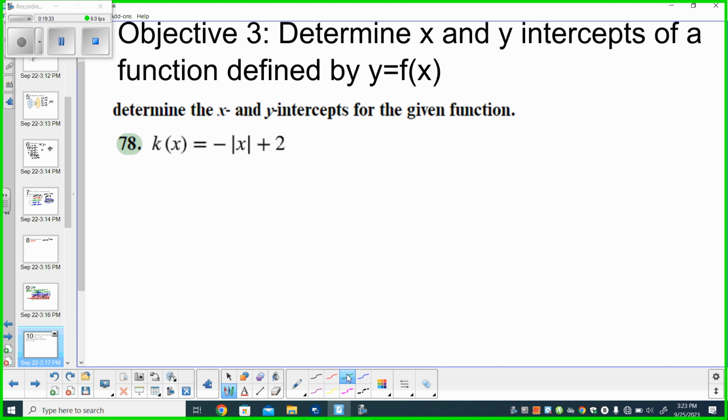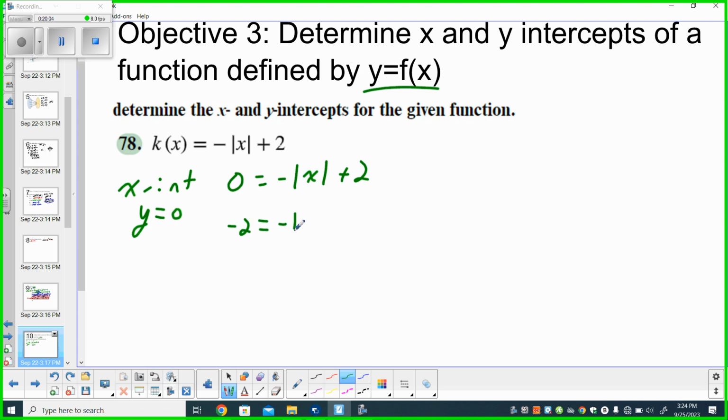we see that if I want the x-intercept, I'm going to let y equal 0, which remember is just the fancy way of saying f of x. So even though it says k of x, I'm just going to let that be 0. And then I'm just going to solve. So that gives me 0 equals the negative absolute value of x plus 2, which then I subtract the 2, so that gives me negative 2 equals the negative absolute value of x. And then if I divide by that negative, I now get 2 equals the absolute value of x.